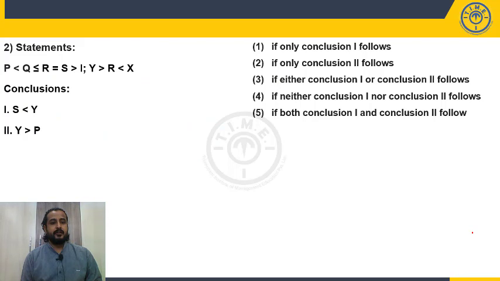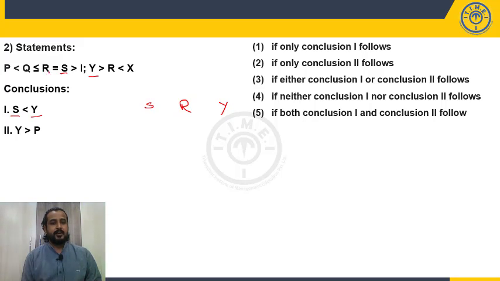Now again here we have been given two statements and conclusions. The first conclusion is between S and Y. Here is the S, here is the Y. To combine S and Y, what is the common term that I have? R. So take the R in the middle, one side S, one side Y, because we need to identify the relation between S and Y and the common term is R.